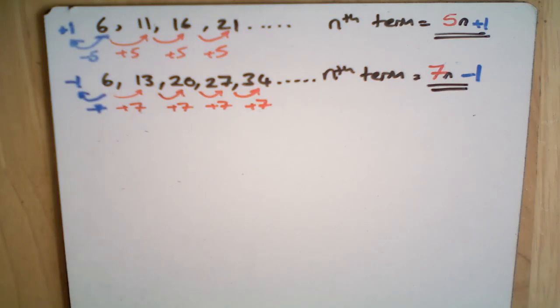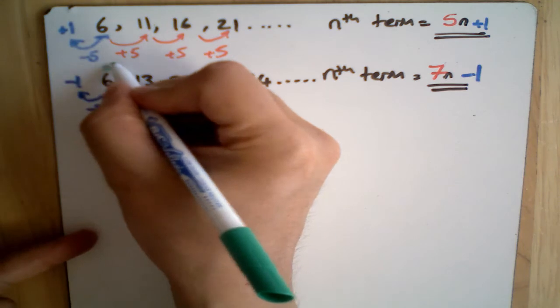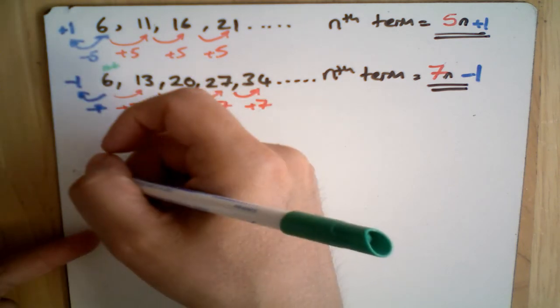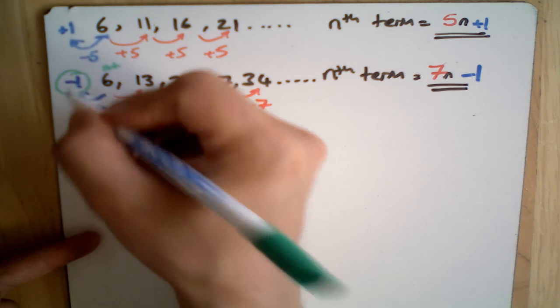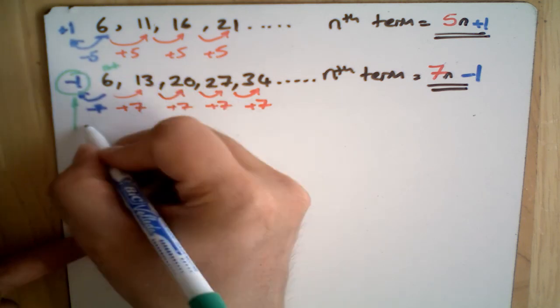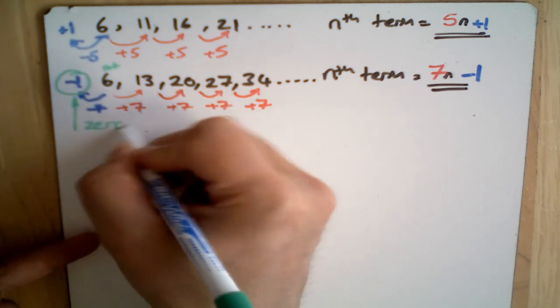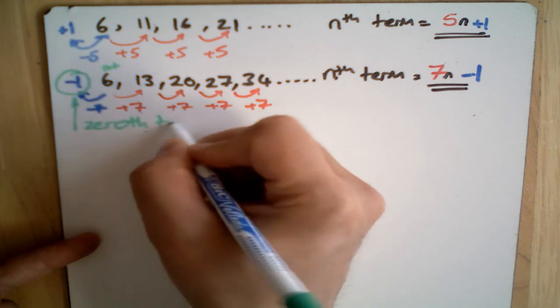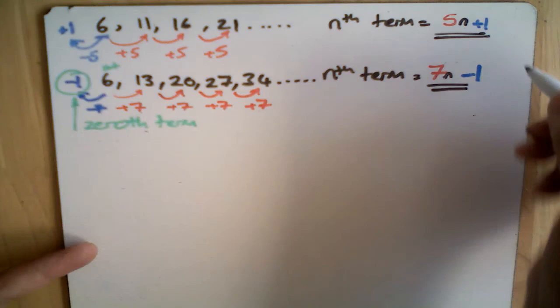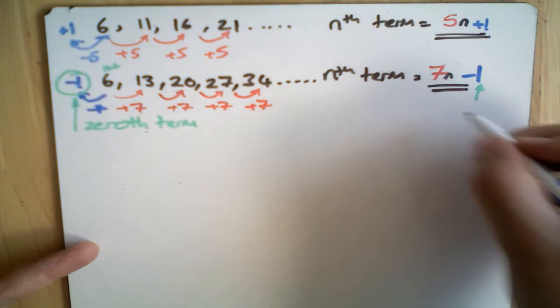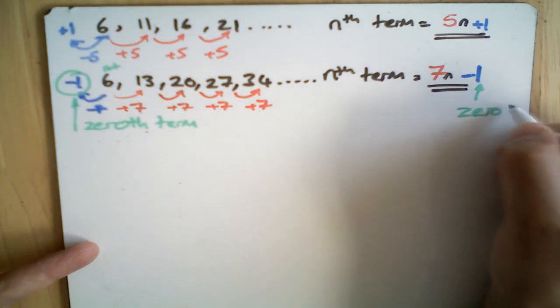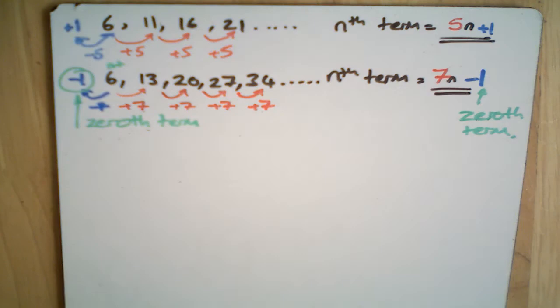It's probably now worthwhile pointing out that if this here is my first term, this one here is what we call our zeroth term. I'll put it in there as well. That's my zeroth term, the one before the first term. Okay, let's see what we can do now for the next couple.